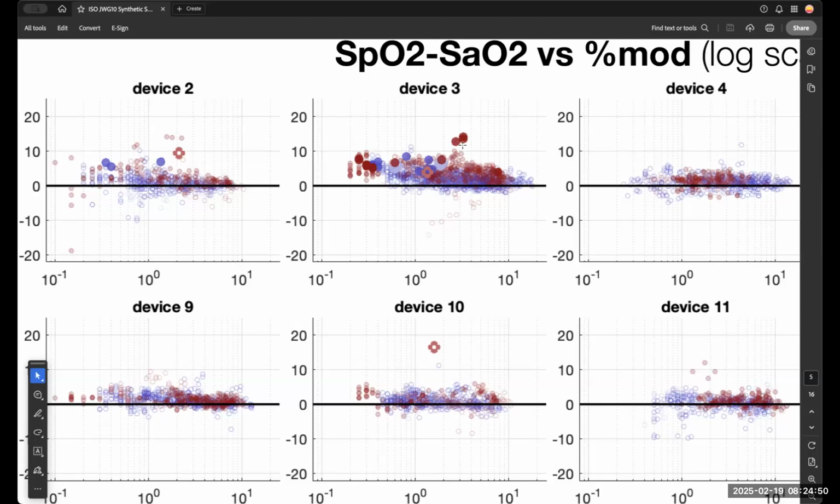You can see here that the solid markers actually are the ones with occult hypoxemia in dark-skinned people. And this happened at pretty reasonable, what one usually would consider reasonable, percent modulations. There's a suggestion of a slight slope here. As the percent mod gets smaller, the error gets higher.